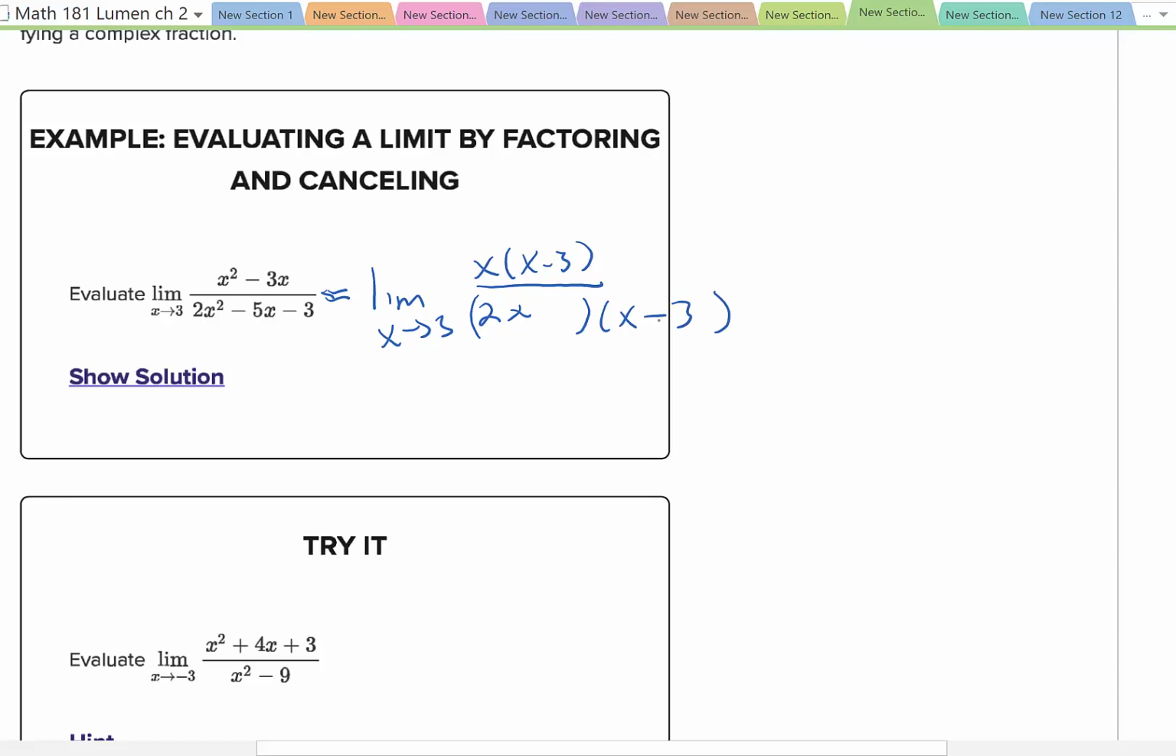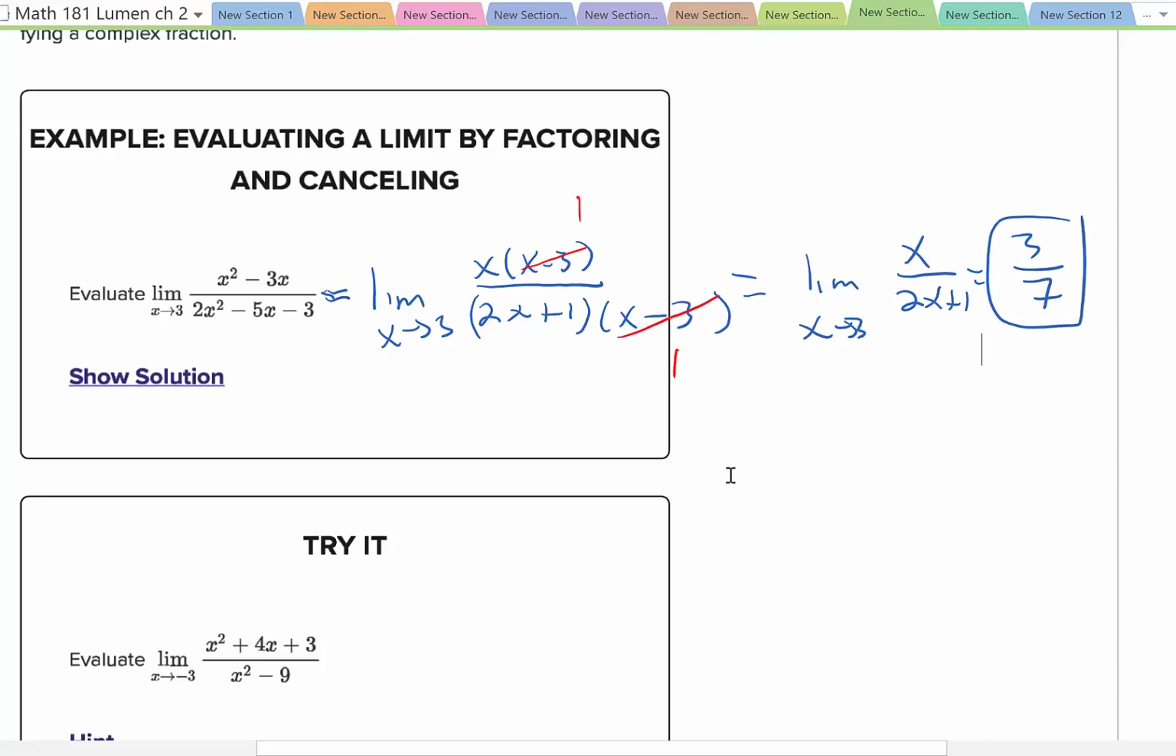That means it would be a 2x plus 1. That's my guess. 2x times x is 2x squared. That's good. Negative 6x plus x, so it's negative 5x. It works out. So then we're going to divide out what is common to both, and the x minus 3s are common to both. And we end up with the limit as x approaches 3 of x over 2x plus 1. And that's going to be 3 over 2 times 3 is 6 plus 1 is 7. So 3/7. That was kind of fun, huh?